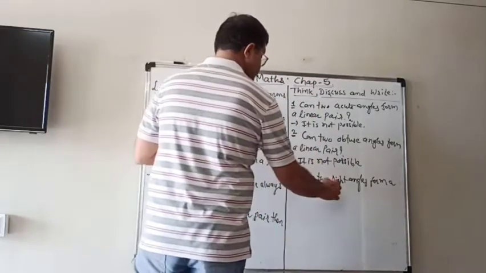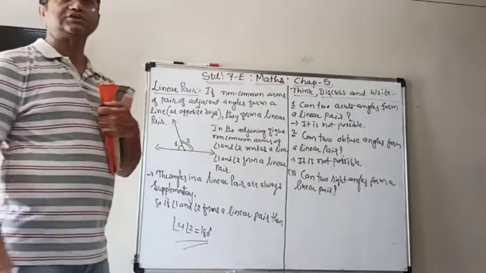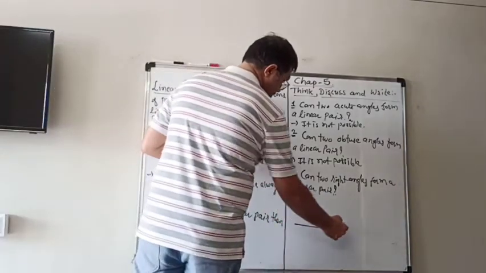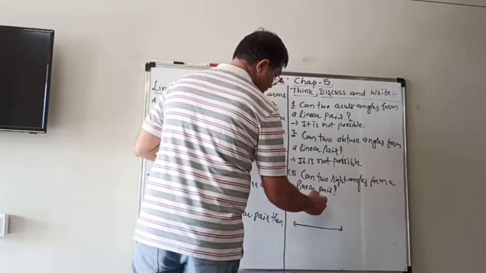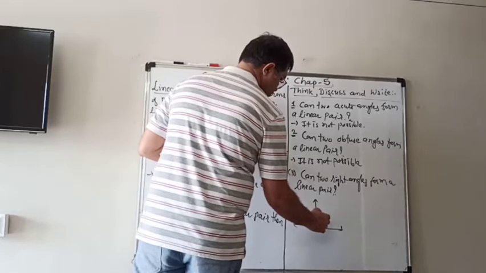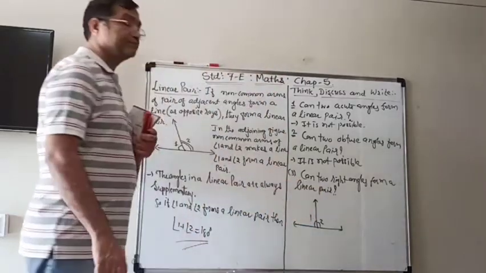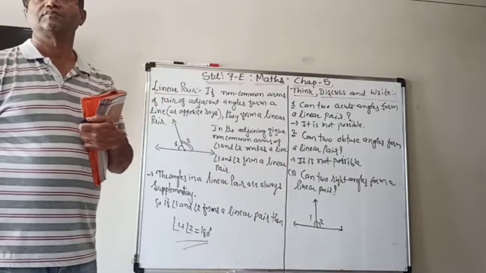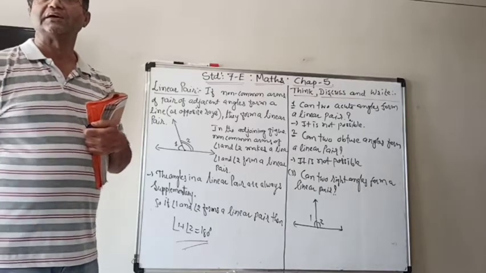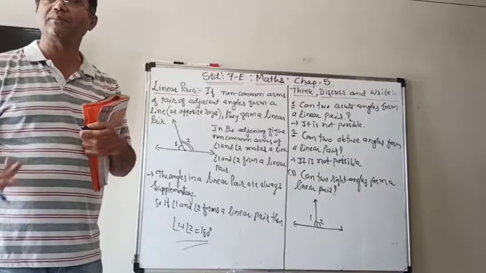Then we have to think about it. Look here. If I draw like this, angle 1 and angle 2, both are 90 degrees. And their non-common arms, look there, they make a line. It means they can form a linear pair.